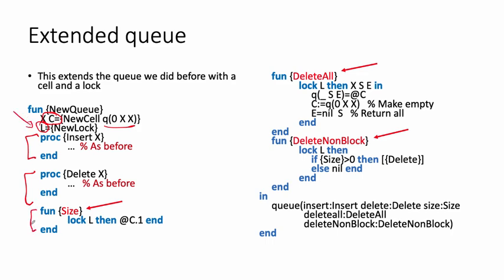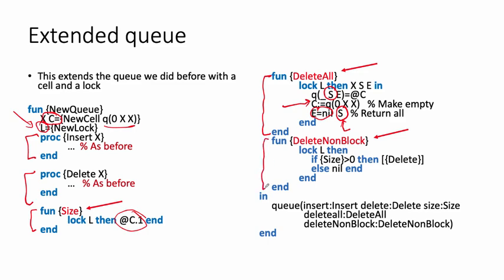We have the size operation, which basically just tells me the size, returns the size. We have delete all, which returns a list of all the elements. Basically, it takes the S, which is the reference to the front of the queue, it binds the tail to nil, and that turns S into a list, and then it makes the queue empty. It does an assignment so that everything is removed.